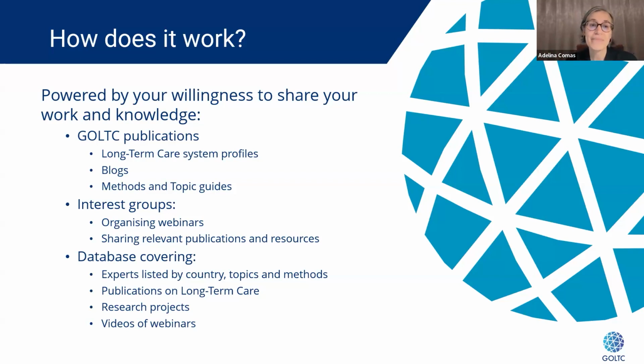We also have a big database that we're gradually developing, and this contains at the moment 572 experts on long-term care listed by country, topics, and methods. We have gradually also a database on publications on long-term care. It's pretty good, covering research of the last couple of years particularly, and everything again is stacked by country, topics, and methods. We're building a research project database, and we're also now developing a really good library of videos of webinars that you can search and find out. And we will be sharing a video of today's webinar as well with the slides.